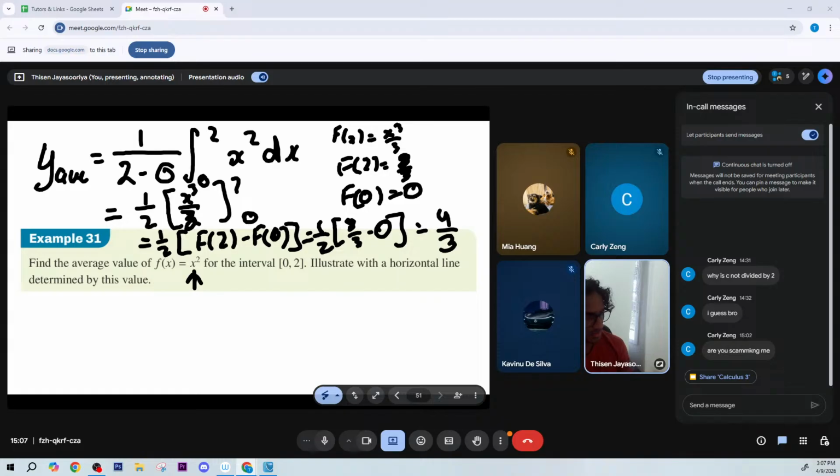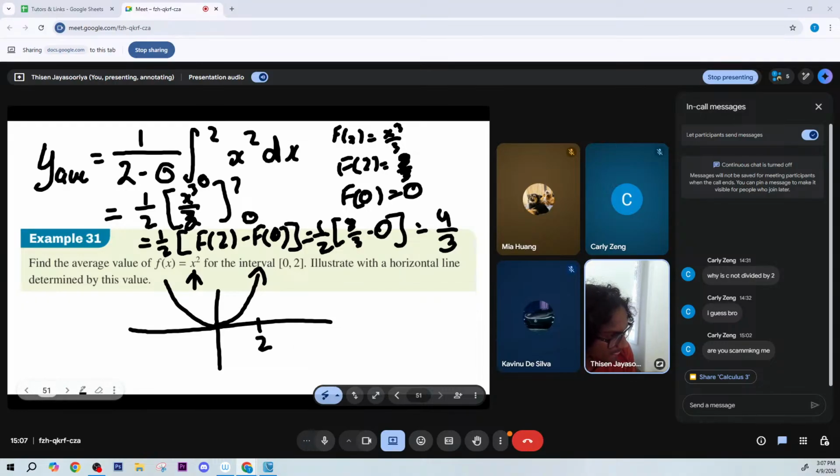Yeah? So here, if I sketch out this function from 0 to 2, so this is 2 here. What it's telling me when it says illustrate with a horizontal line determined by this value is essentially that the horizontal line is just going to be a dotted line at y equals 4 on 3, because it's just that average height, the average height of the function.